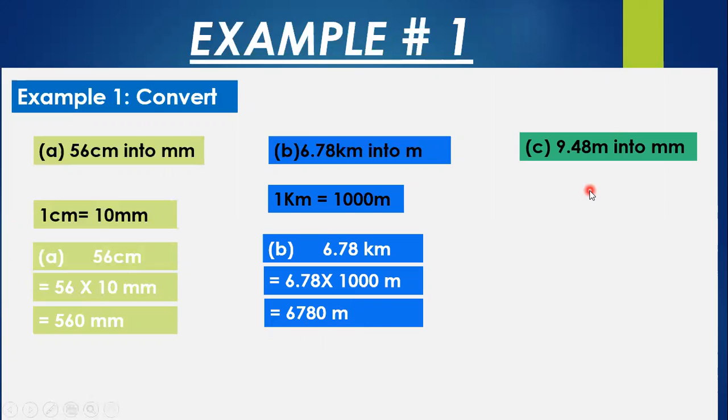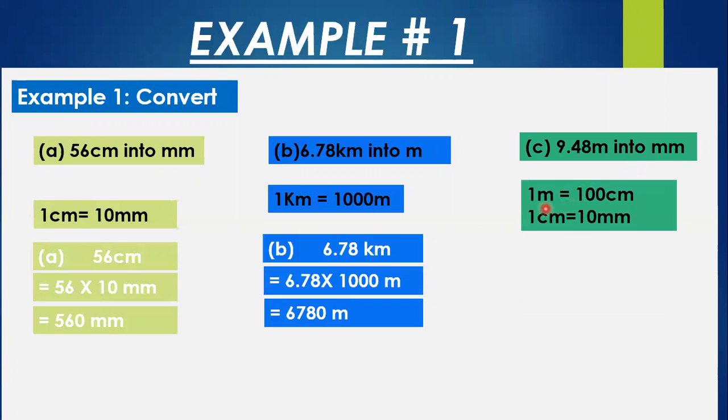Then take another example, that is 9.48 meters into millimeters. Convert this meter into millimeter. Meter is a bigger unit and millimeter is a smaller unit. So first we have to convert this meter into centimeter, then centimeter to millimeter. Okay, so 1 meter is equal to 100 centimeters and 1 centimeter is equal to 10 millimeters. So first we have to convert meter to centimeter, bigger to smaller units. When we convert bigger to smaller units, we have to multiply.